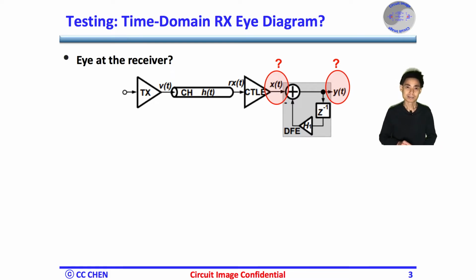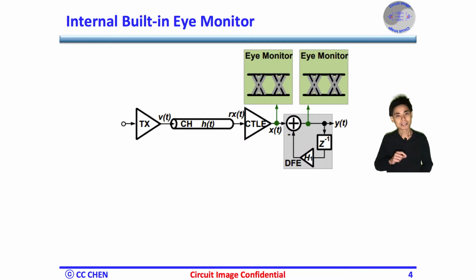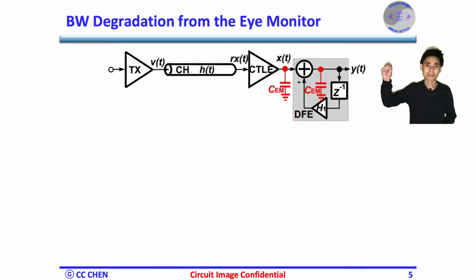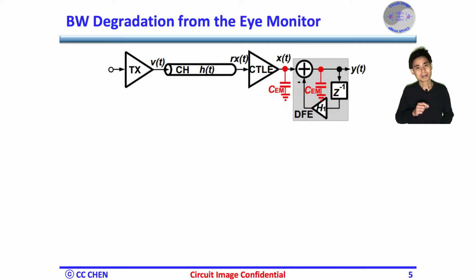Here is the eye monitor image you may have for the RX testing nodes at either the CTLE or DFE outputs. Looks like we resolved the testing issue at the RX side, and we can monitor the receiver performance either at the CTLE, DFE outputs, or other nodes you want. But do you see any degradation images here? Correct. Bandwidth reduction.